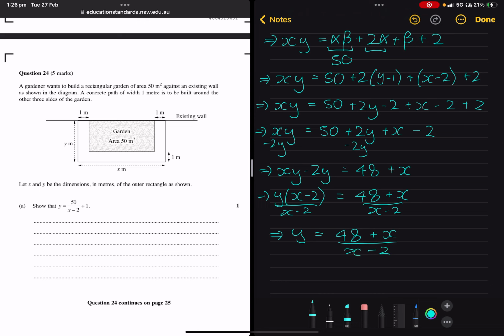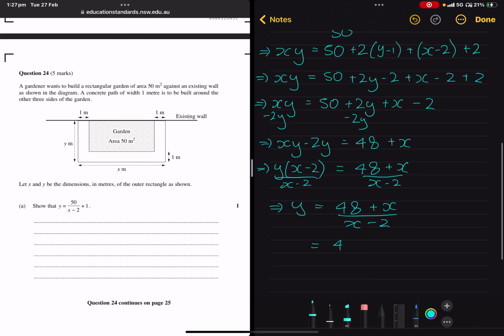And so now this is almost what we want, but we're not quite in the right form. We have an extra x in the numerator and we have an x minus 2 in the denominator. So we can rearrange this a little bit. We can make this 48 over x minus 2 plus x over x minus 2.